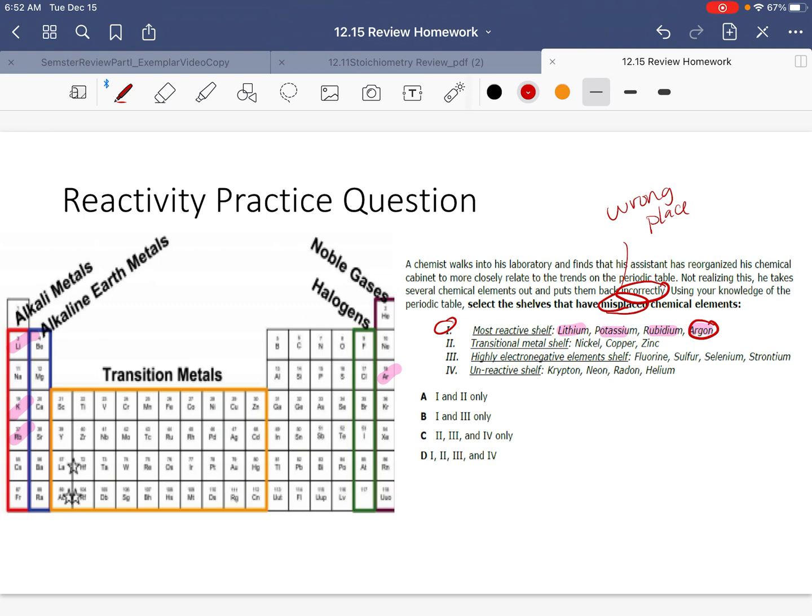Next, we'll have nickel, copper, and zinc. Nickel, copper, and zinc. So nickel, copper, zinc. This one looks like it's good to go. Everything is in the same area. You're on your transition metals family.